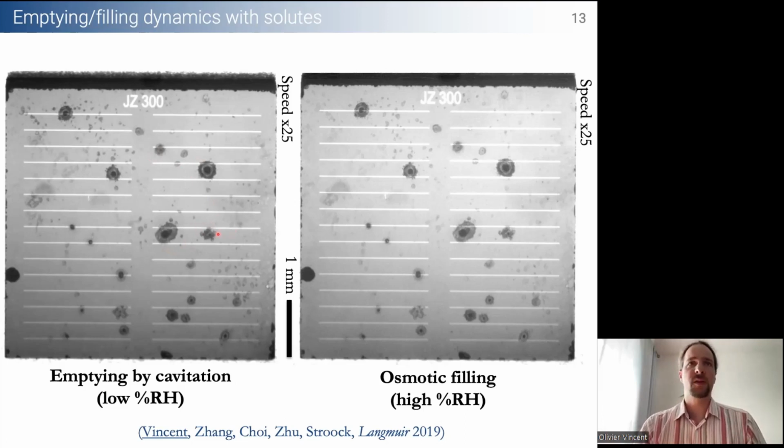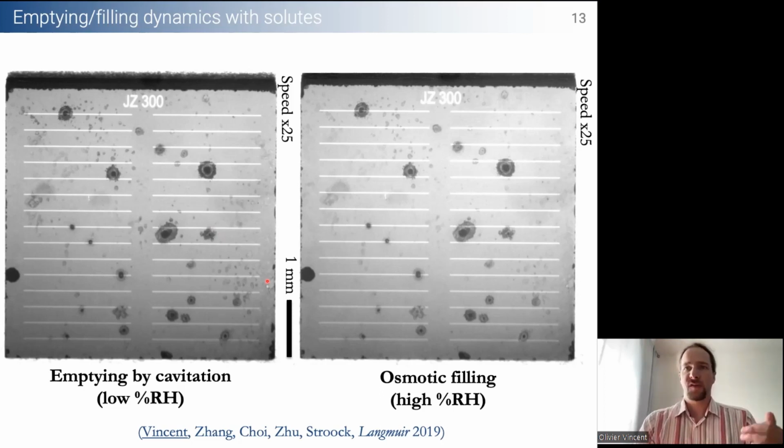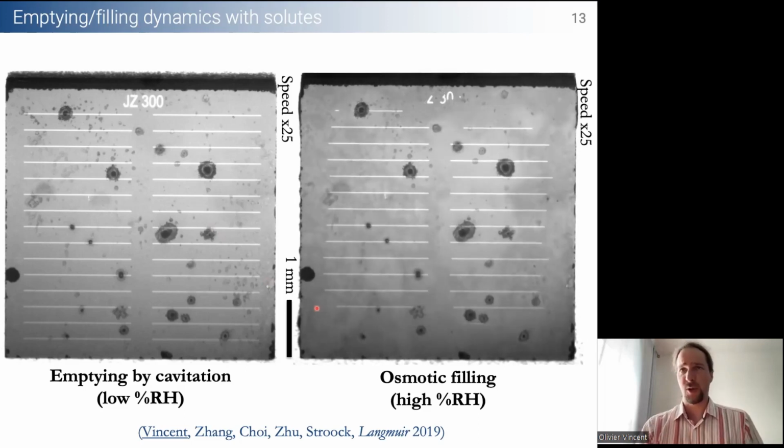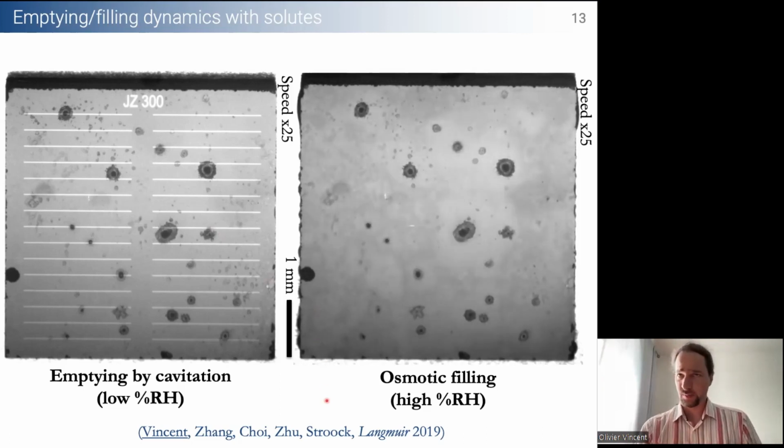And the interesting thing when you introduce solutes in the system is that this is driven at, let's say, low relative humidity on the left side, but once you have a solute, you can actually induce condensation within the system by the osmotic effect of the solute, and you can refill these systems. And I will show that when we raise the humidity again after cavitation, we can completely refill these cavities and they completely collapse and the system is full again in the end.